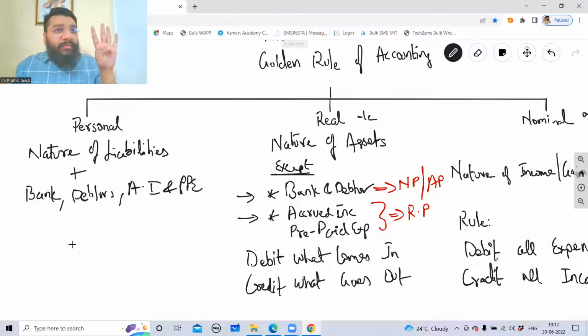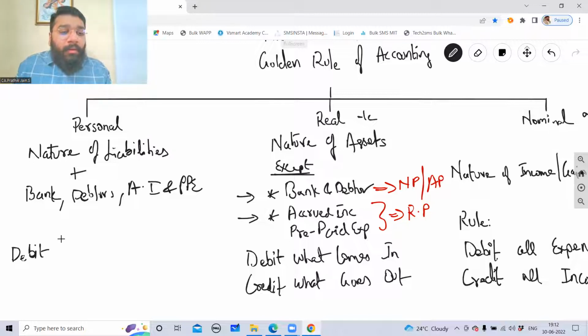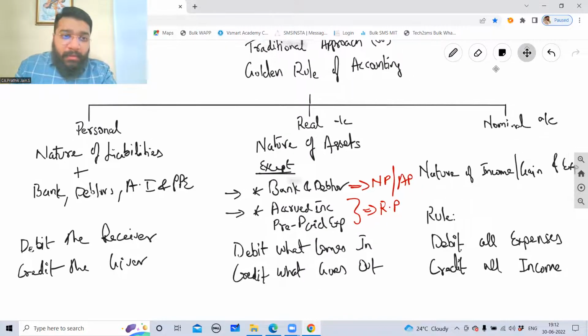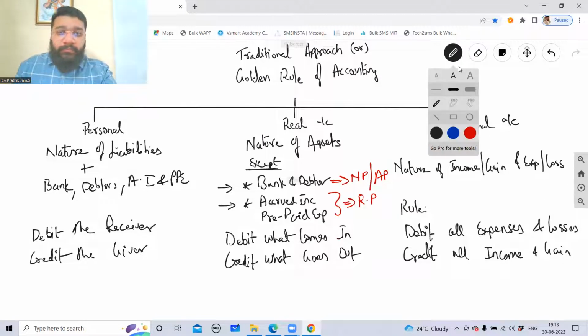And those four extraordinary items: prepaid expenses, outstanding expenses. Prepaid means advance, expense paid in advance. Outstanding means pending. Pending expense means liability. Second is accrued income and income received in advance. These are the four extraordinary items. So this will come under representative. So the rule that will follow is debit the receiver, credit the giver. So you'll be strictly applying these rules to decide what we will debit and what we will credit.